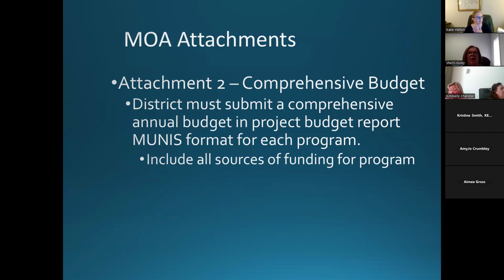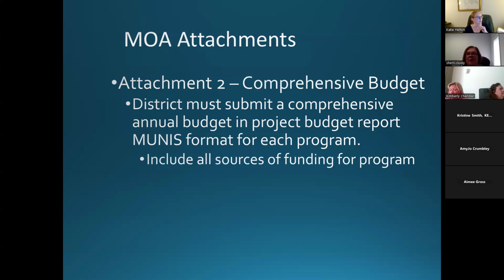We want to know what your budget looks like. And on that document, the whole MOA will tell you, it's just a comprehensive annual budget. That's what attachment 2 is. So just make sure that you look at that if you have any questions.